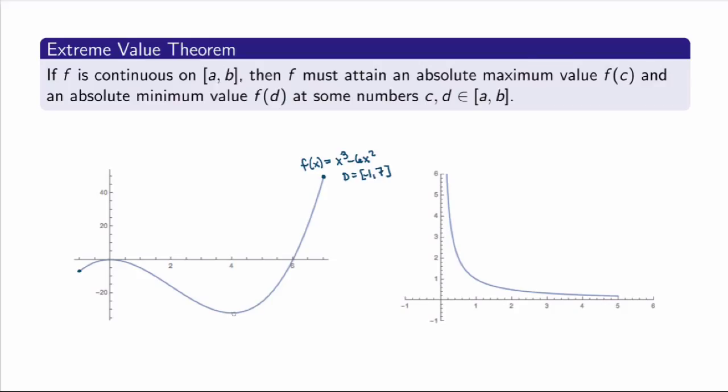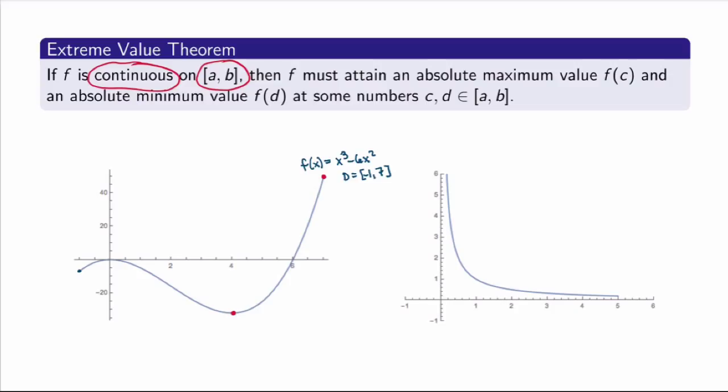We've already checked that there was an absolute min, which is here, which is also a local min and a critical number of the function. And there's an absolute max, which is here at the endpoint of the interval. Now, there's two fundamental assumptions in the extreme value theorem, which is that the function must be continuous and it must be defined over a closed interval. If either of these assumptions fail, then the statement of the theorem may not be true.